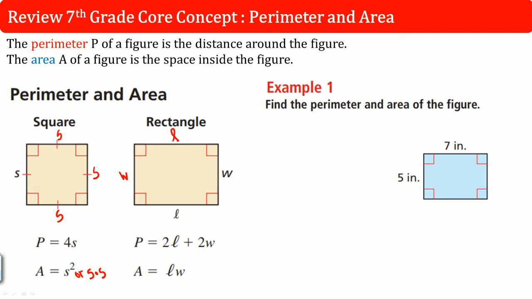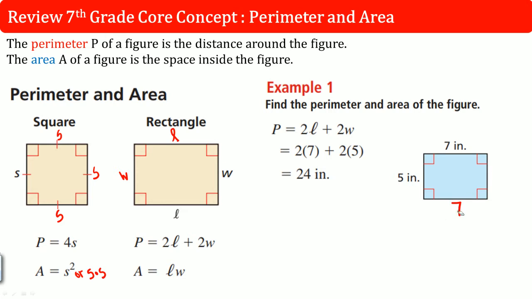An example is to find the perimeter and area of this figure. This is a rectangle. Length is 7 and the width is 5. So the perimeter is 2 times the length plus 2 times the width. The length here is going to be 7. The width here is 5. 2 times 7 is 14. 2 times 5 is 10. Together, they make 24. So the perimeter here is 24. That is the distance if you walk 5 plus 7 plus 5 plus 7. All together, they make 24 as the perimeter.